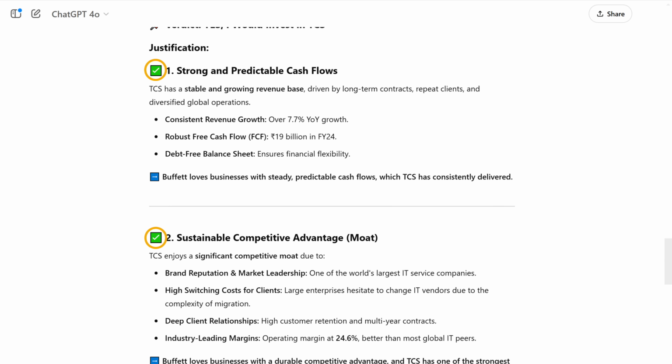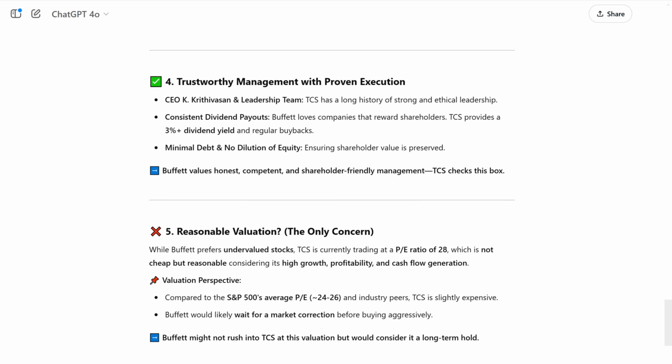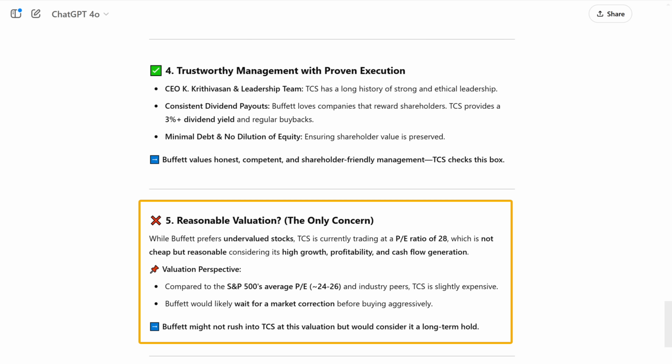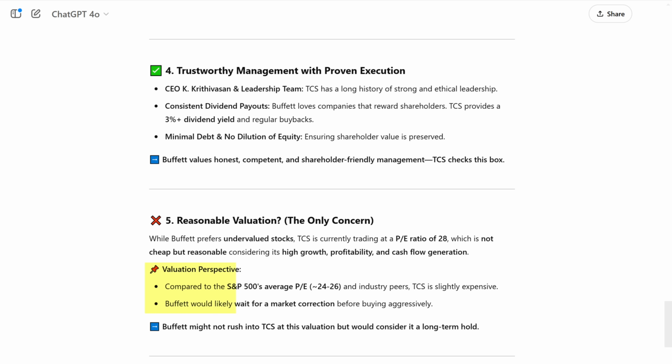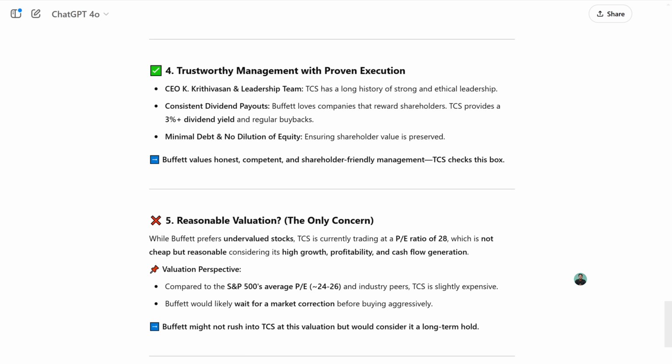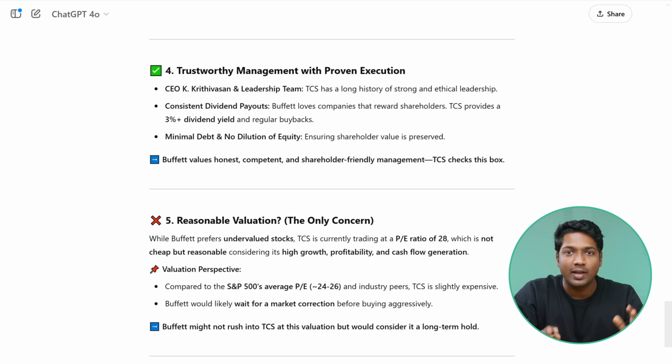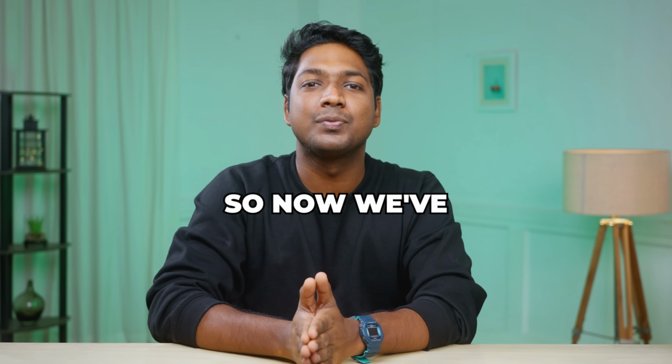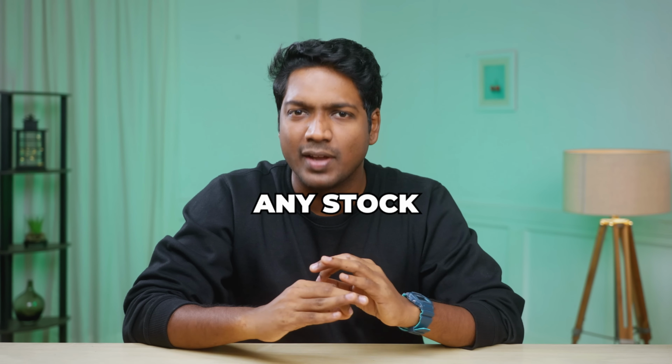A green checkmark means that TCS passes the specific rule, like having good cash inflow or a competitive advantage. And here, there's only one reason why he wouldn't invest in this stock, and that is because the stock is currently overpriced. Also, instead of Warren Buffett, you can use the name of any investor you like or whose principle that you want to follow. You can do the same with any stock and go through all the reasons, and based on that, you can make an informed decision. Alright, so now we have successfully seen how to do fundamental analysis of any stock.